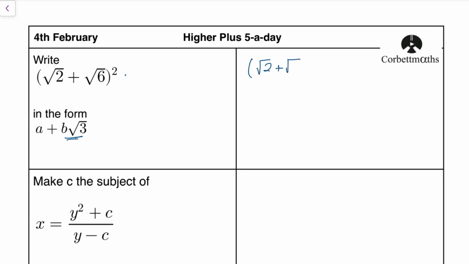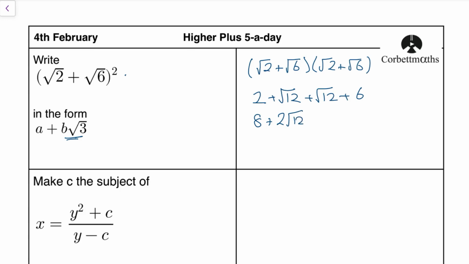So I've got root 2 plus root 6 times root 2 plus root 6. Now let's do the root 2s first. So root 2 times root 2 is root 4, and the square root of 4 is 2. Or in other words, a square root times itself is just the thing inside the square root. Root 2 times root 6 is root 12. Then the other root 6 times root 2 is also root 12. And root 6 times root 6 is root 36, which of course is 6. So if I collect terms, that gives me 8 plus, well, I've got two lots of root 12, so I'm going to write that as 2 root 12. And question done. But of course it's not, is it?